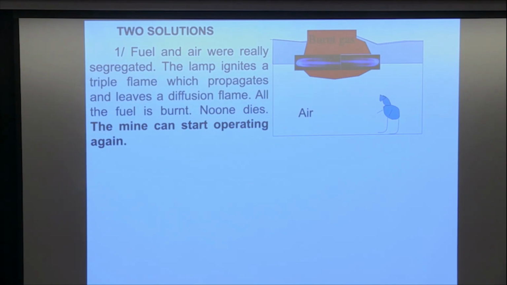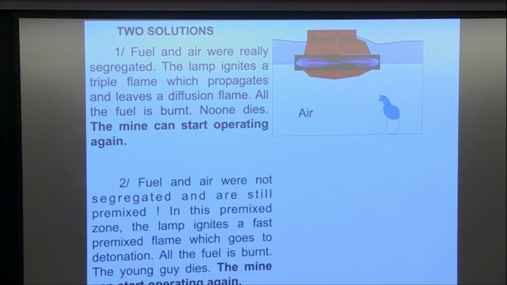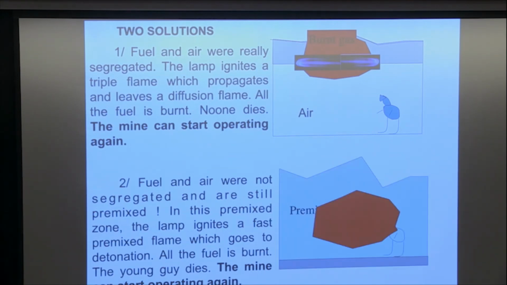The second solution, of course, is that it was not diffusion, it was premixed. So if there is a premixed zone here, it's the same result, but with a premixed flame, in which case you kill the young guy, but you can start operating also. So in both cases, you're good. And again, I tell you, it's not a joke. Go read the papers. But that's not the worst part, wait.